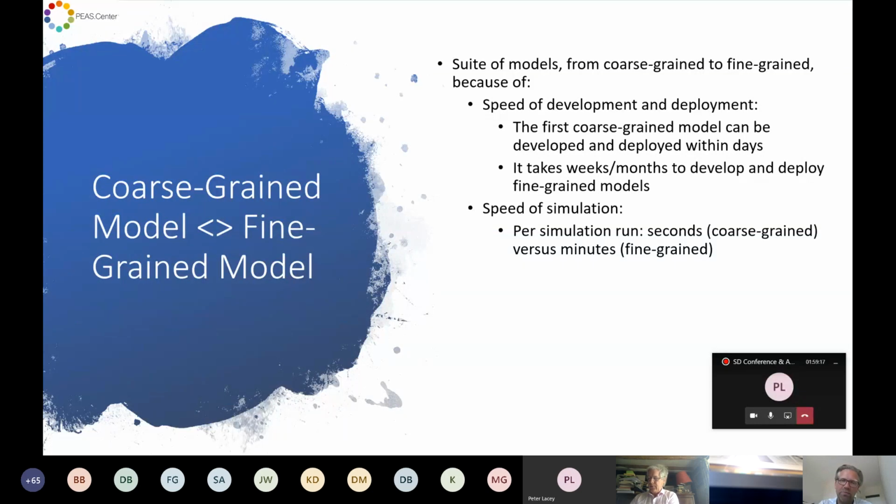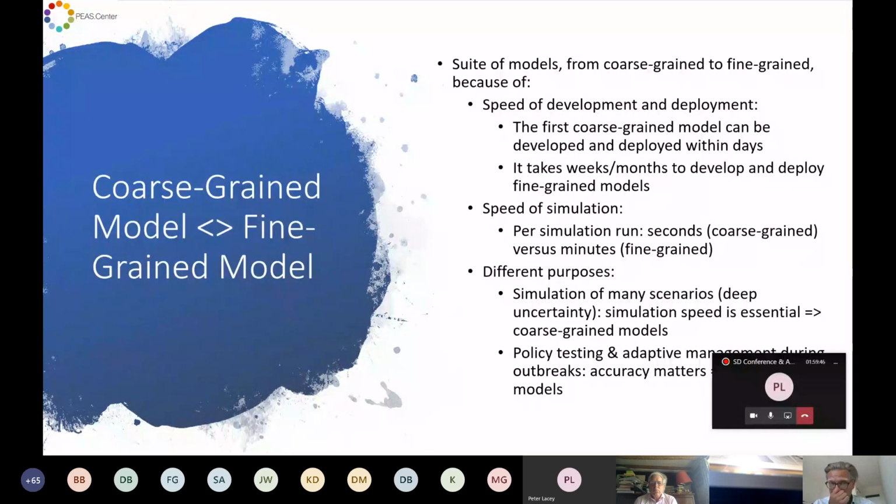And as already said by the other speakers, we know how to model epidemics, so that's really not something that needs to be figured out. And unless the other models are available, say an economic model that is really fine-grained, you would have to build it from scratch. So in terms of speed of simulation, coarse models take seconds or less, and fine-grained models can easily take minutes. And there are in many cases very different purposes, such as simulation of many scenarios, like under deep uncertainty. In that case, you want a model that is very fast, that can be simulated in no time. So that would be a case for coarse-grained models.